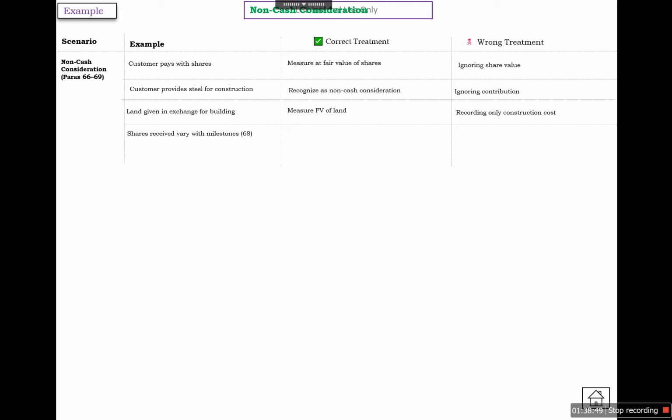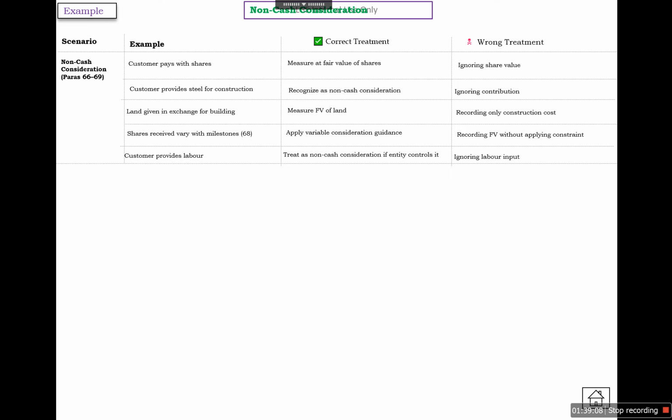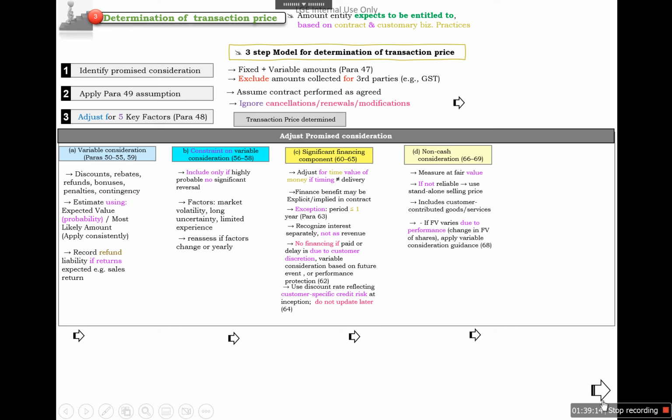Next is shares received that vary with the milestones. So we need to apply the variable consideration guidelines, and recording fair value without applying the constraint will be a wrong treatment. And customer provides labor. In this case also we need to treat it as a non-cash consideration, and if we are not doing it, it is a wrong treatment. It will lower the consideration of the contract.